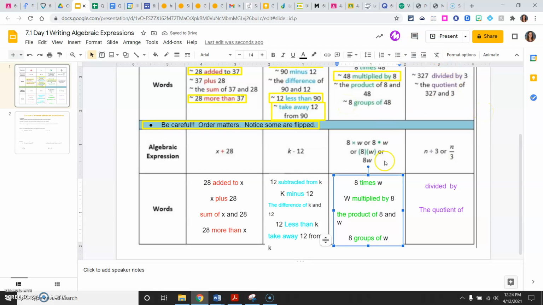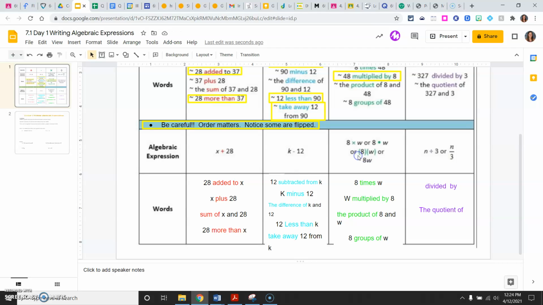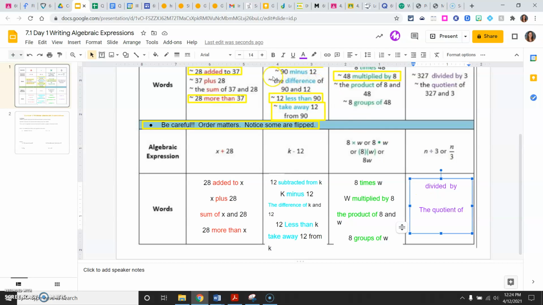One thing I want to point out with multiplication is right here. When we multiply, instead of saying 8 times w, we can just say 8w. Multiplication is the same as repeated addition. If I have 8 times w, that's w plus w plus w plus w plus w plus w plus w plus w, which means I have 8 of them. So we can write it as just 8w. Know that anytime you see it side by side like that, the operation is multiplication.